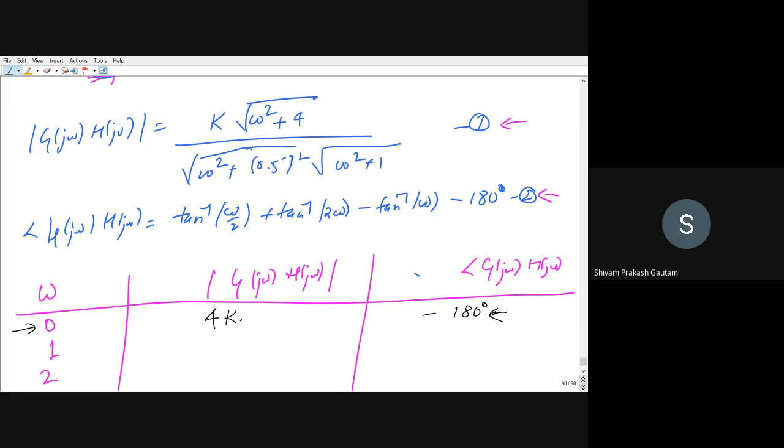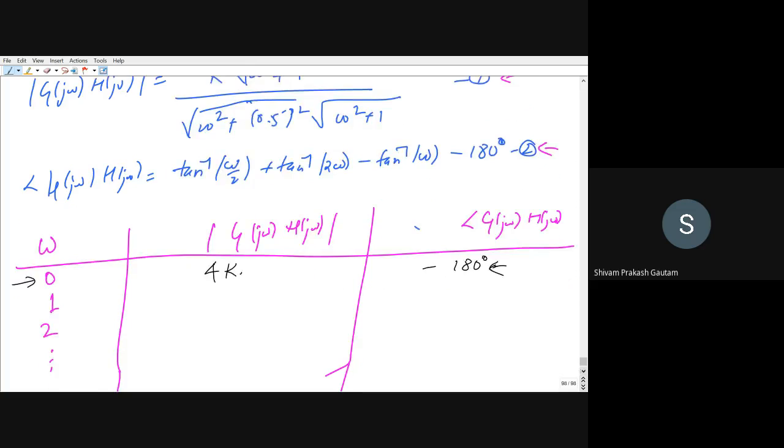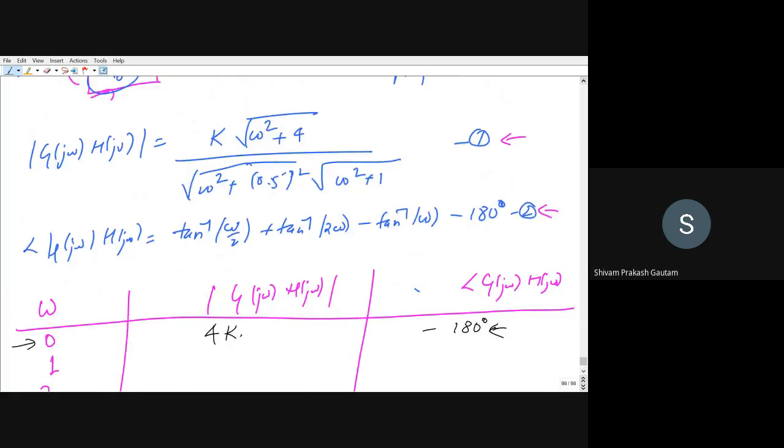If you put omega equal to infinity, what will you get? Infinity. Why will you get infinity? You can take omega square common from this, so it is under root. So this will be equal to... why will you get infinity?